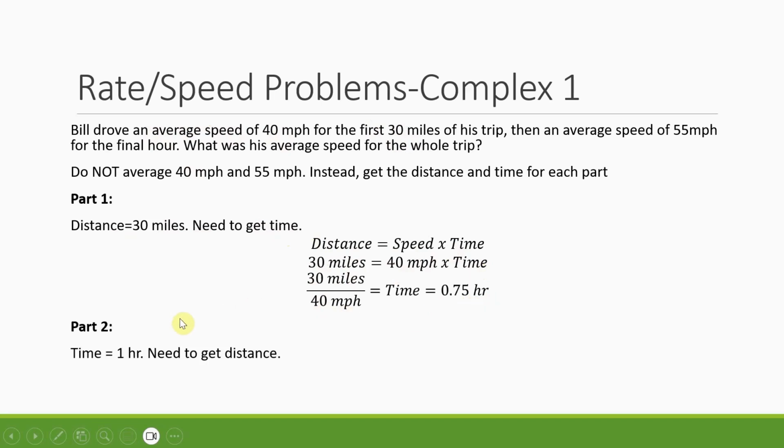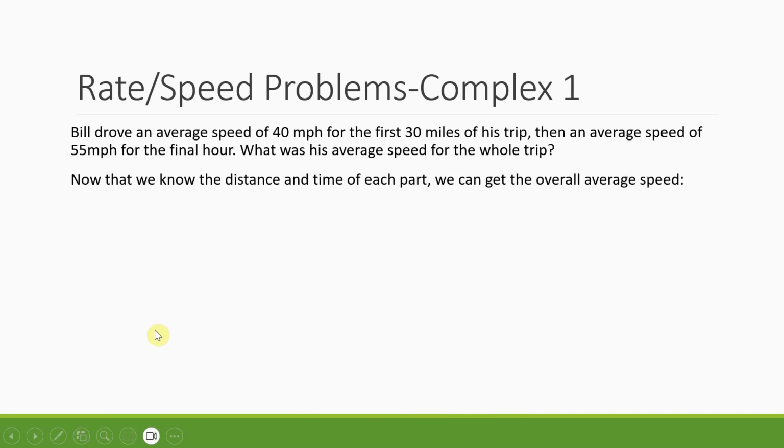All right, so now let's look at the second part of the trip. This one he was going 55 miles per hour for 1 hour. So I have the time, but I need to get the distance. Again, I'll go right back to the same equation, but now I'm solving for distance by putting in the speed of 55 miles per hour and the time, 1 hour. I'm okay because this is per hour, that's hour. My units are agreeing with each other. So the distance on that one was 55. So now I have the distance and time for both parts, and I can now go get the average speed.